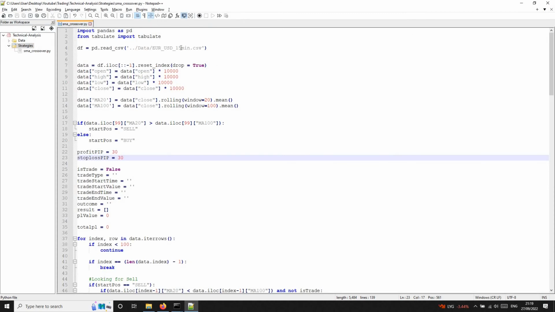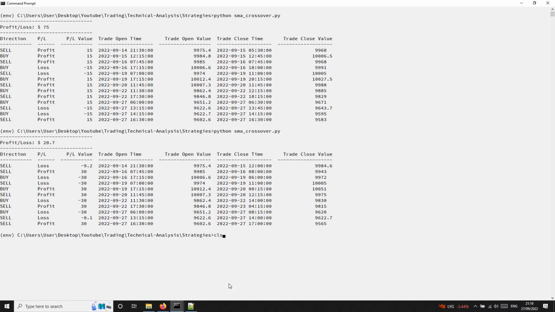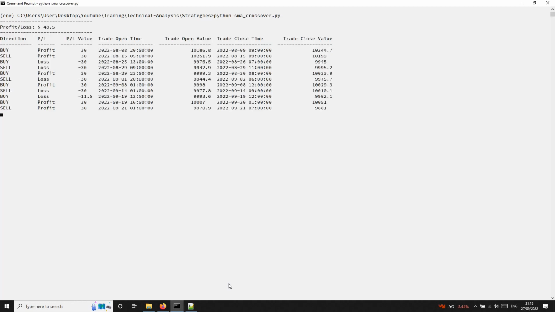60 minutes. If we have 60 minutes, of course, when the time frame increases, the candle length increases. So if you try with fewer pips, let's say 15 pips, you will hit your stop loss quickly. So let's try with 30 on the 60 minute. I'm going to clear. And let's see. Oh, we're still in profit. We have 48.